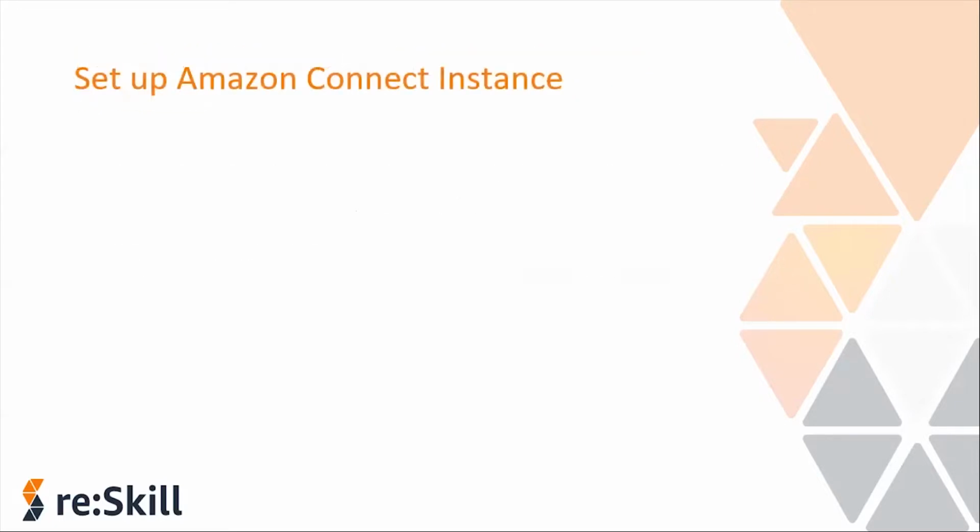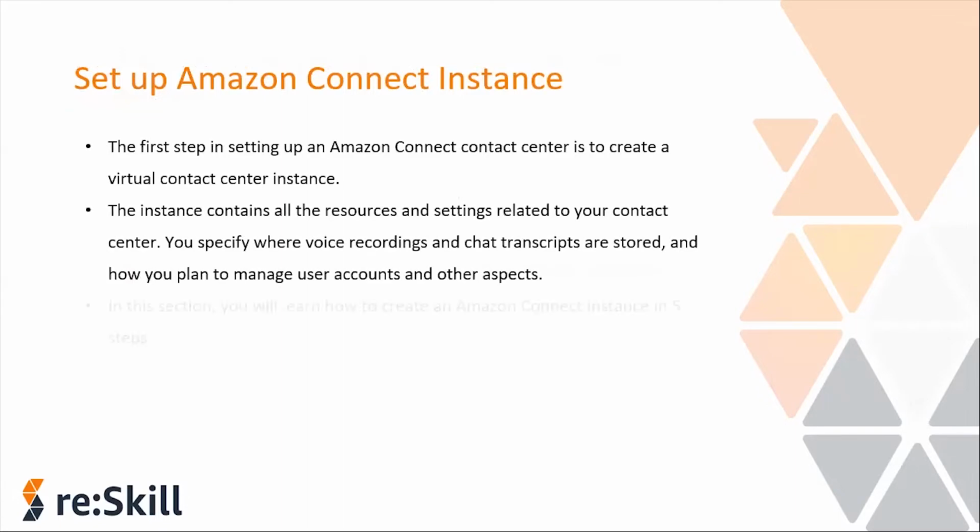So let's go ahead and look at how you can set up an Amazon Connect instance. The first step in setting up Amazon Connect Contact Center is to create a virtual contact center instance. The instance contains all of the resources and settings related to your contact center. You specify where voice recordings and chat transcripts are stored, and how you plan to manage your user accounts and the other aspects of the contact center.